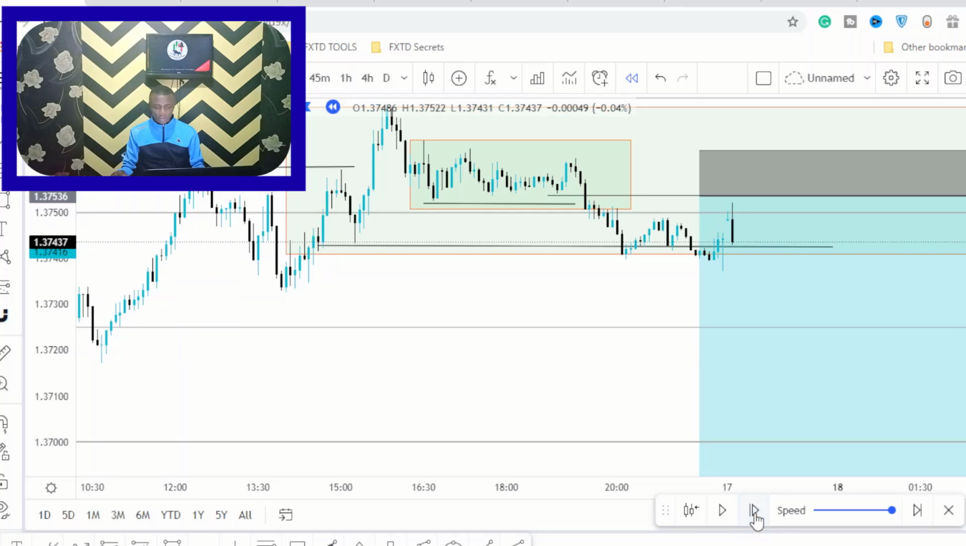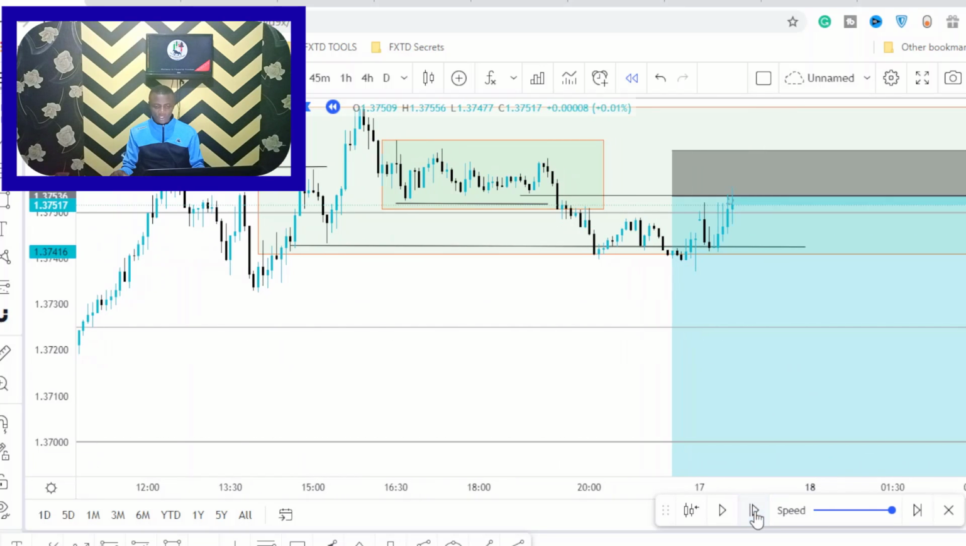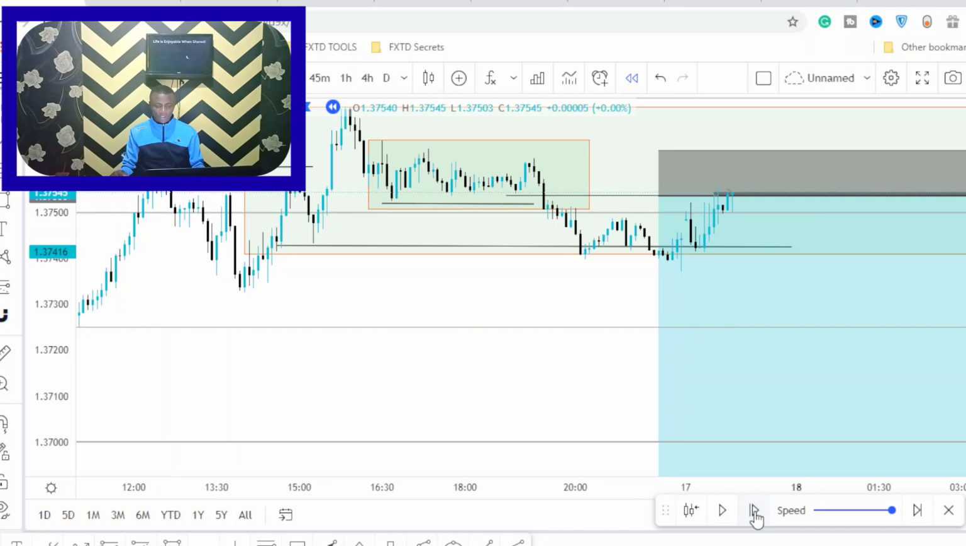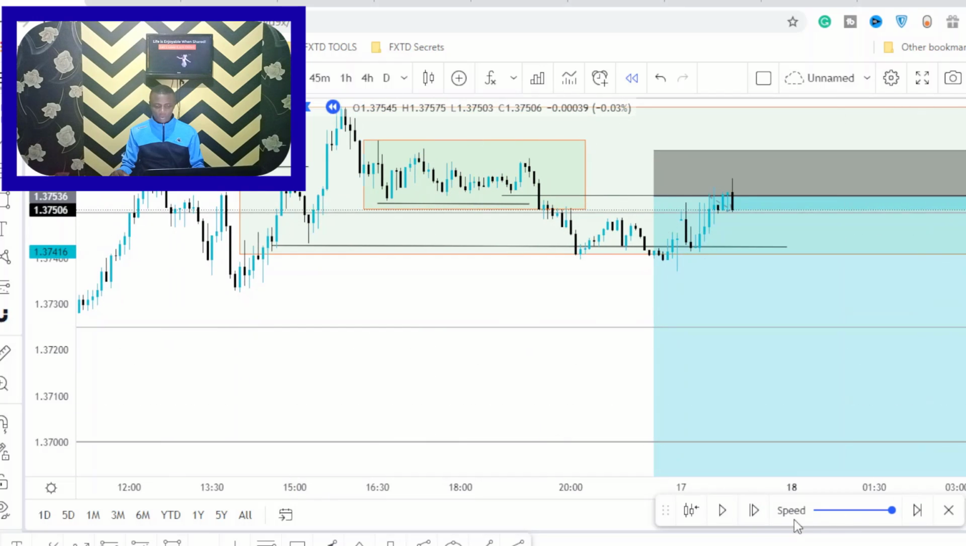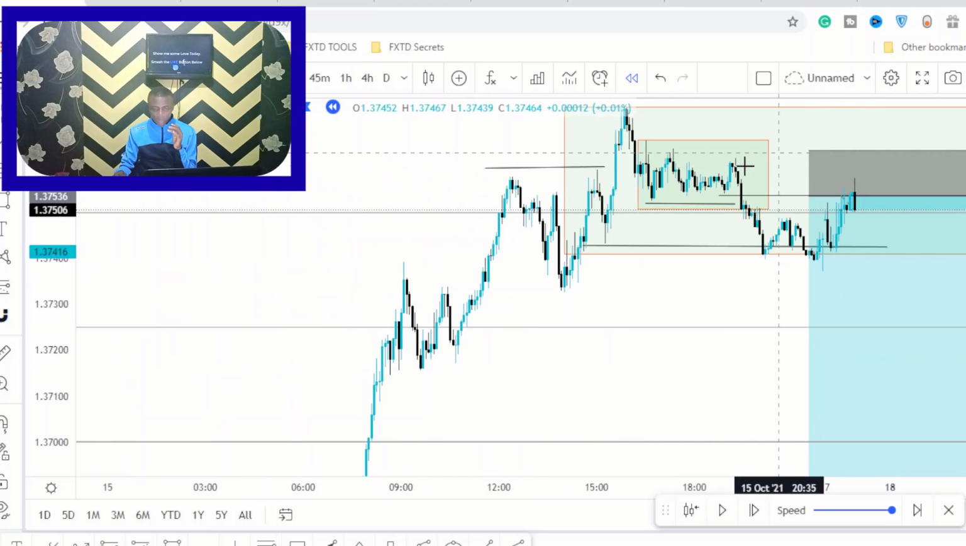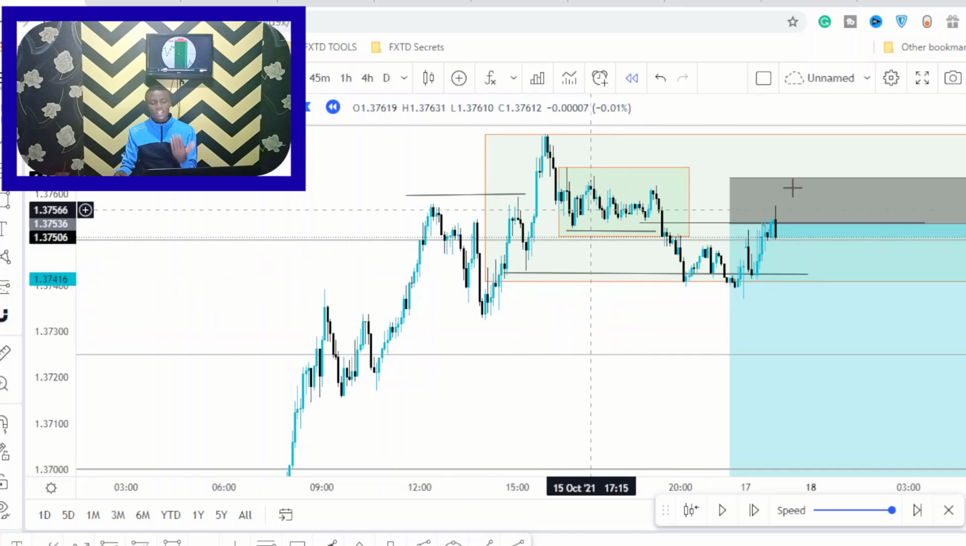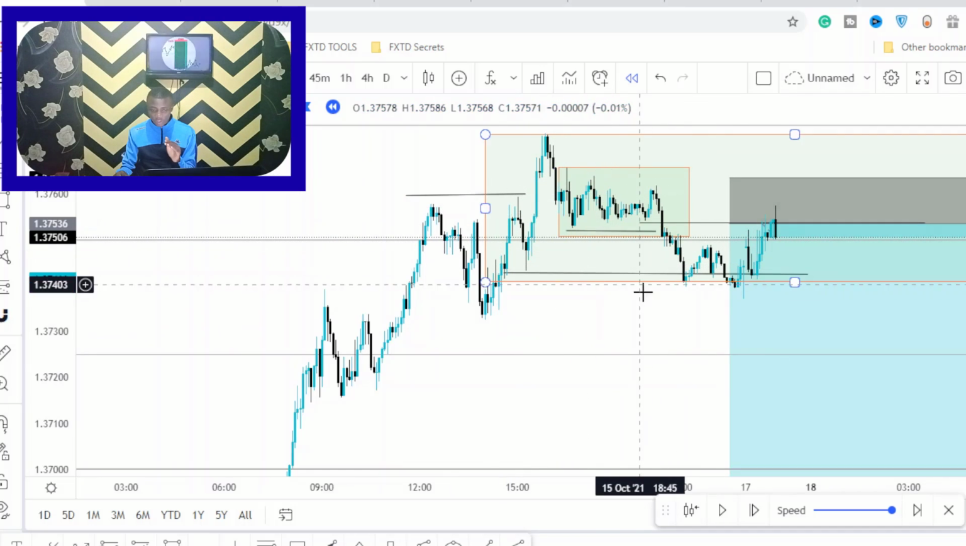So let's see what happens if it's going to get touched, and we're tapped in, and let's see how it goes. Now looking at this, we see that okay, we are good. The price should not actually cross this level if we really want to, because this is the ideal setup for this particular trade that we see right here.